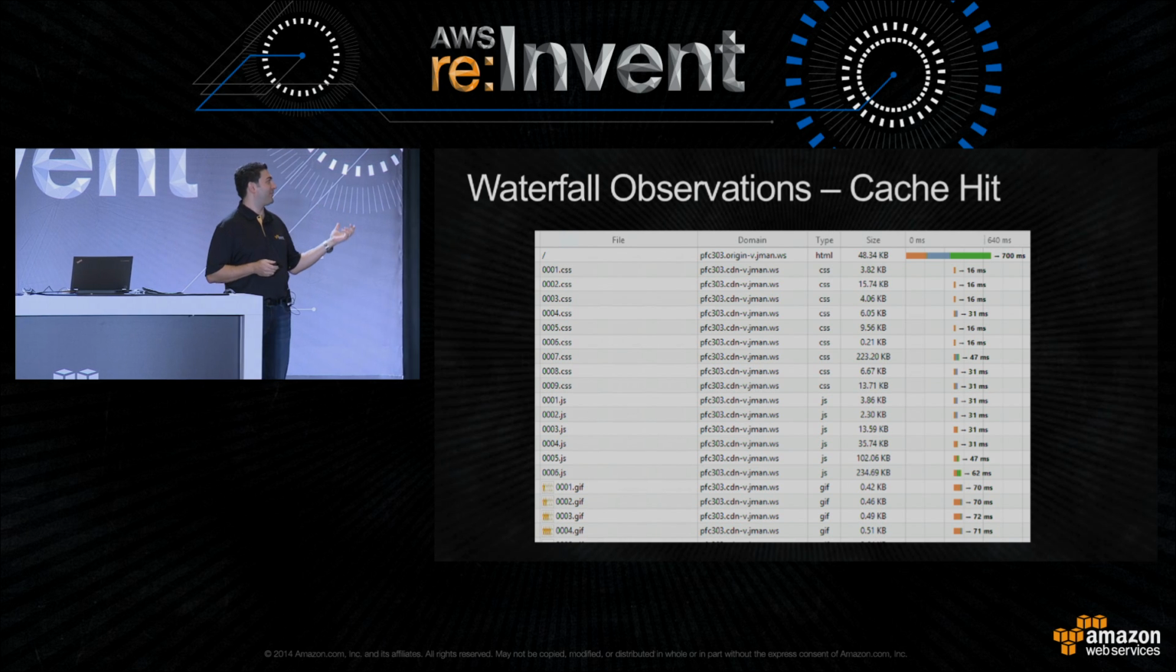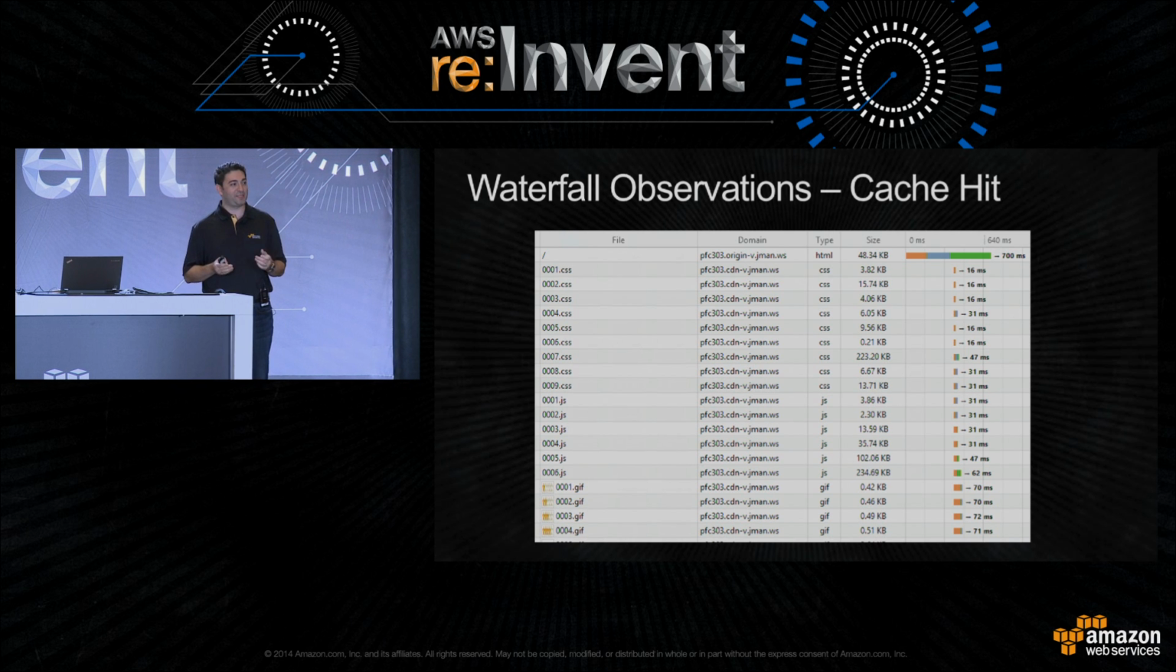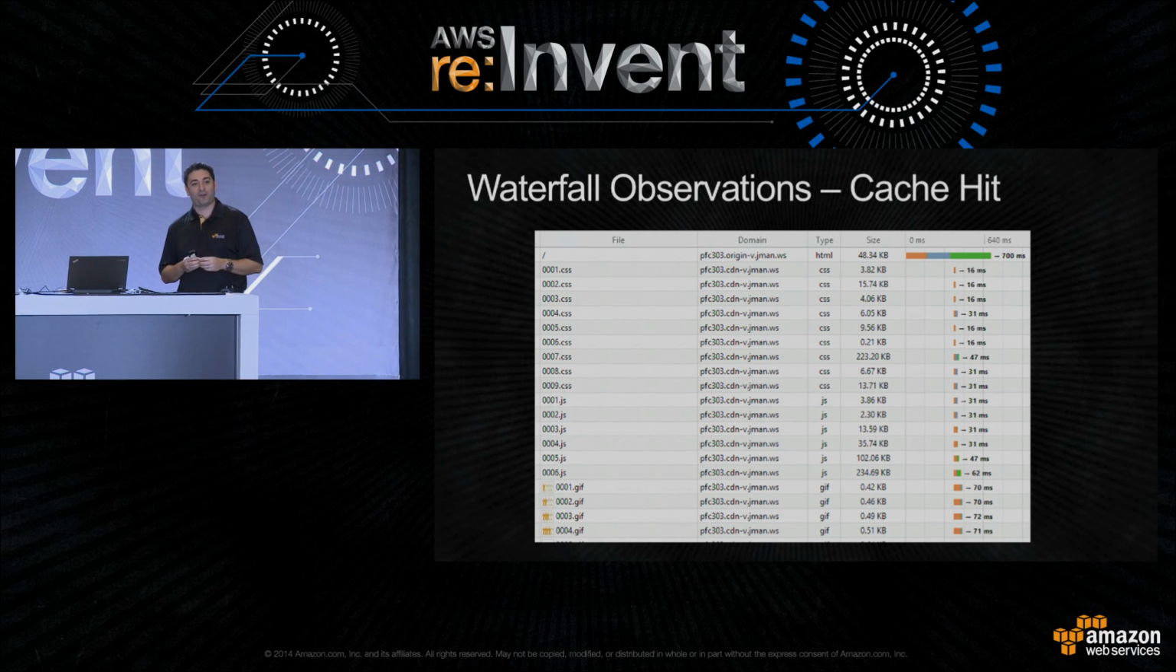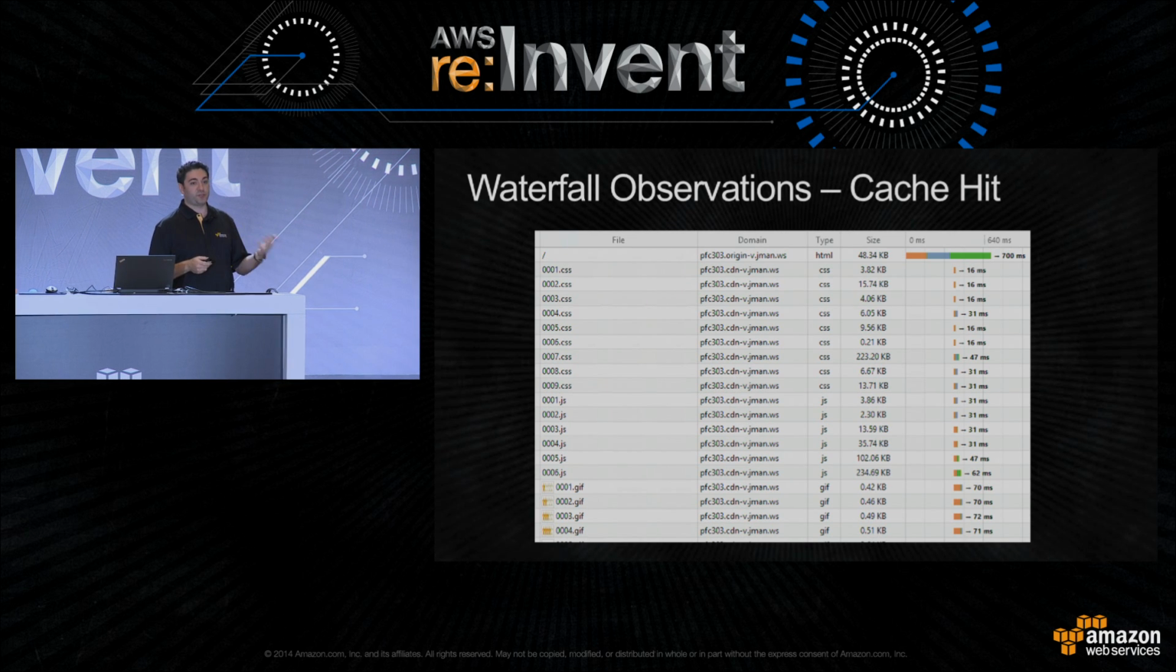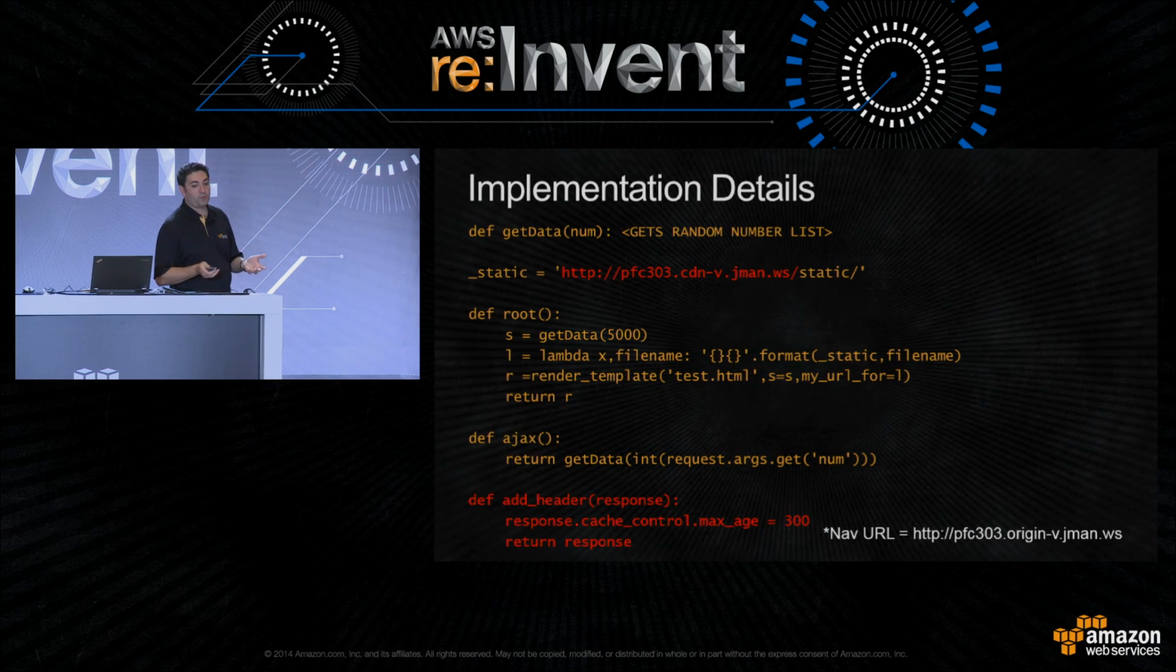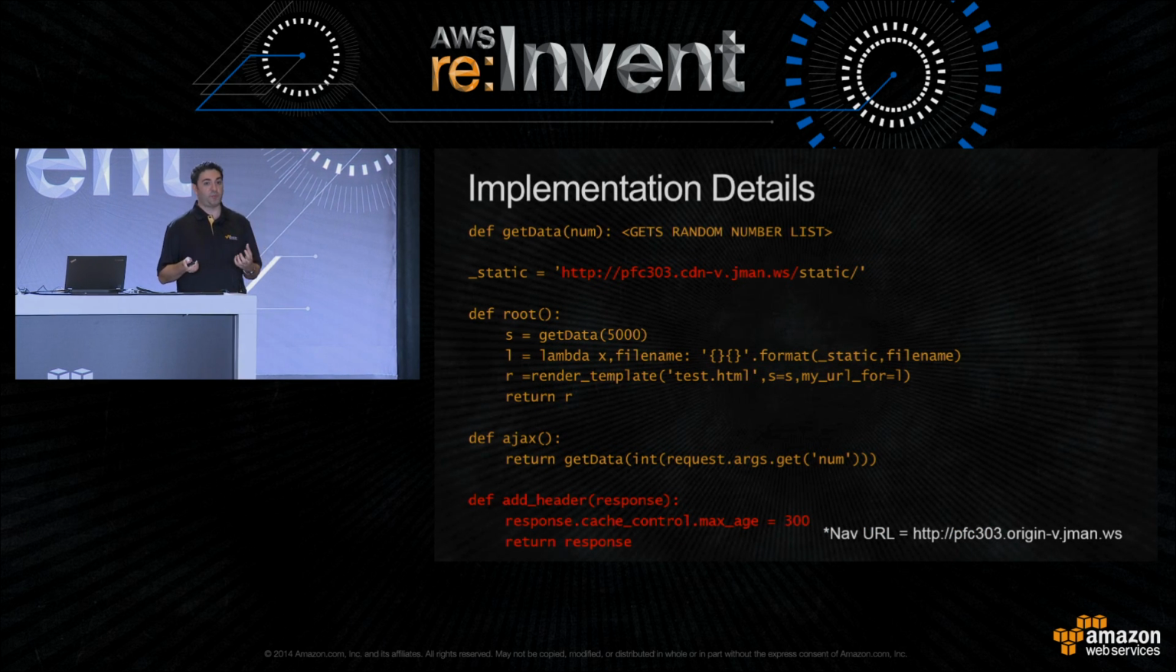And then if you look in the case of a cache hit, this is what you really love to see, right? Nice little tiny lines on all the static assets, right? A couple of milliseconds is all it takes because the end users are very close to the edge locations. All right, so how did I implement this in my simple little application?